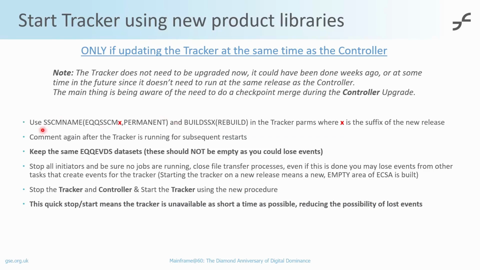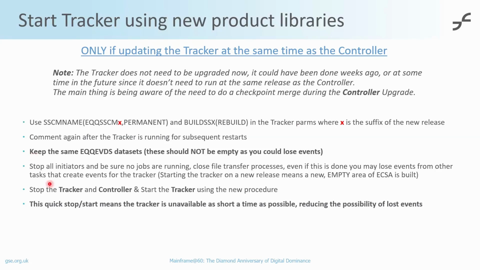Use this parameter SSCM name. The red X is the letter for the release, for the new release. And use the build SSX rebuild parameter in the tracker path. So update your tracker parameters. And after you restarted the tracker, you will have to comment them for the subsequent restart. You can keep the same event dataset, and this should not be empty, as you could lose events.